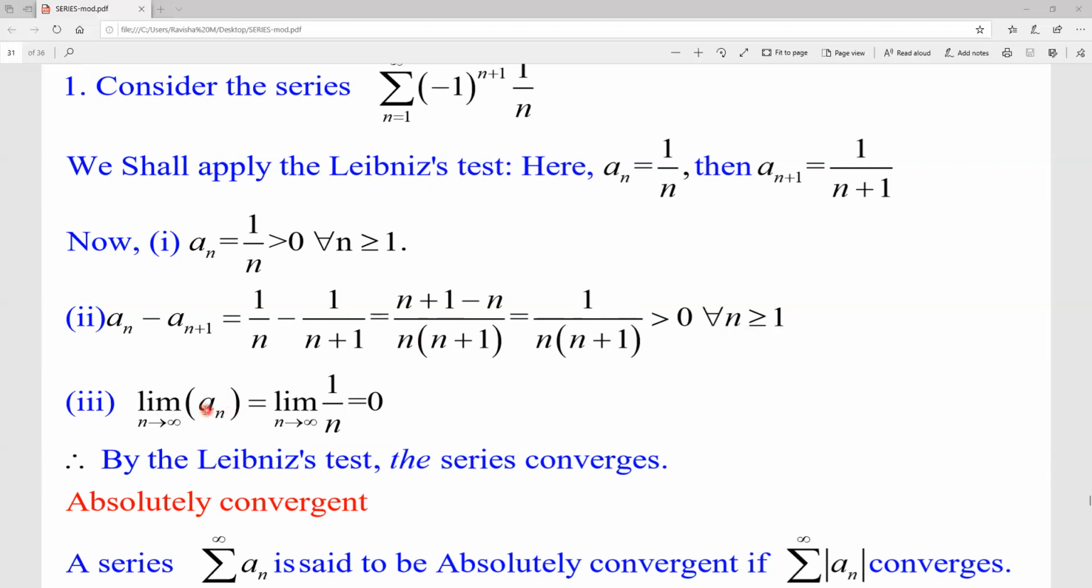Let us take n goes to infinity for a n: the limit as n tends to infinity of 1 by n. The denominator is bigger than the numerator, so it goes very fast compared to the numerator. So when n increases, this term goes to 0. Yes, all three conditions of the Leibniz theorem are satisfied. Therefore, the given alternating series is convergent.